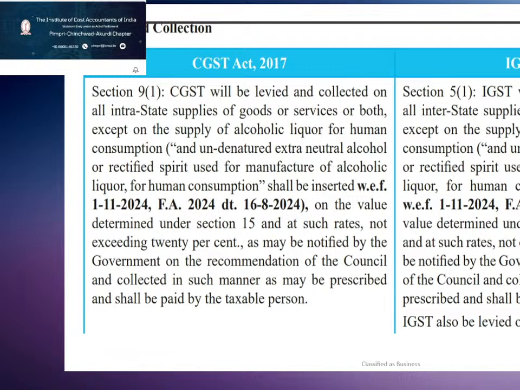Okay, so the summary which we have seen of the composition scheme is the same in the material also. It is designed for small taxpayers whose turnover is up to a prescribed limit. We have to see what that term prescribed limit means. The objective is to bring simplicity, ease the compliance burden, and reduce the cost of compliance for the small taxpayers.